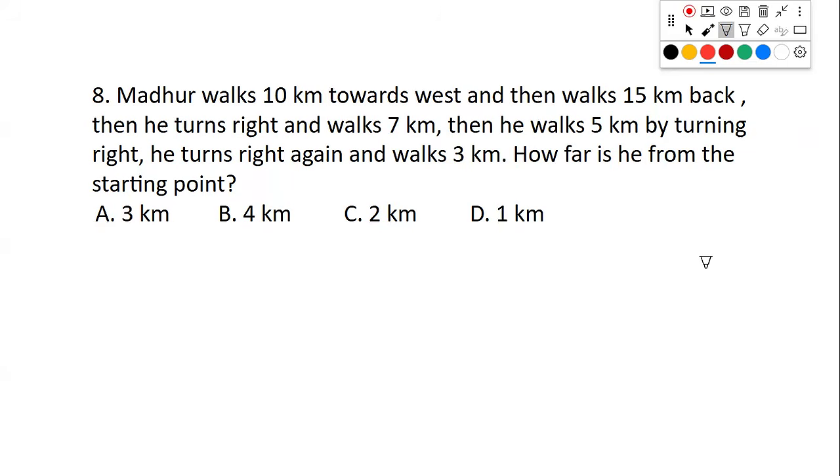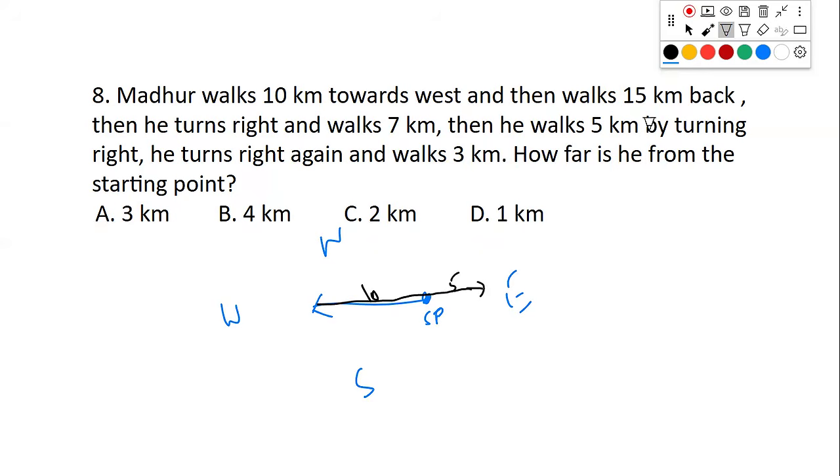So I could get some answers. Yeah, B, Imran B, Yogi B, Raghavendra, yeah, B. So quickly, if I have to draw, say north, south, east, west, Madhur walks 10 kilometers towards west side. Okay, so this is my start point. And then walks 15 kilometers back. So this is my 10 and I walked 15 kilometers back. So this is 5, totally 15.